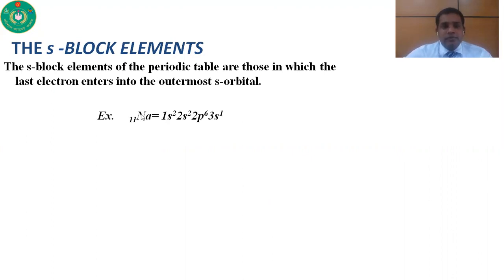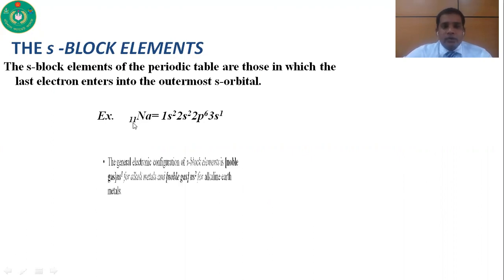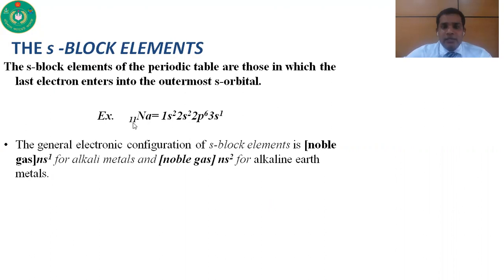Here is an example. You know the atomic number of sodium is 11. So its electronic configuration is 1s2, 2s2, 2p6 and 3s1. As its last electron enters into s orbital, this is known as s block element. The general electronic configuration of s block elements is noble gas ns1 for alkali metals, and noble gas ns2 for alkaline earth metals.